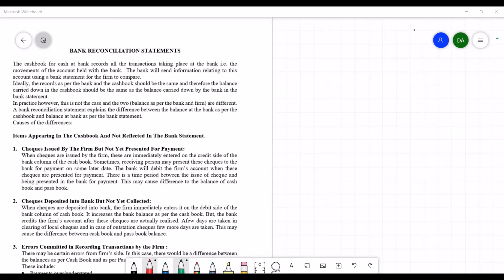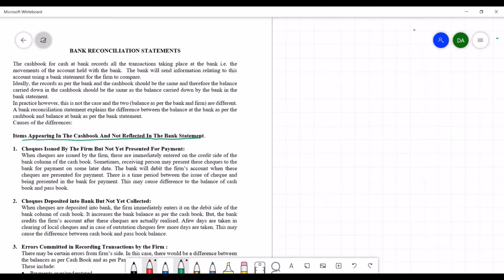But this is usually not the case. Many times you find that the balance in the bank according to the bank statement and the balance in the bank according to the cash book is not the same. This is caused by a number of reasons, and the reasons are as follows.